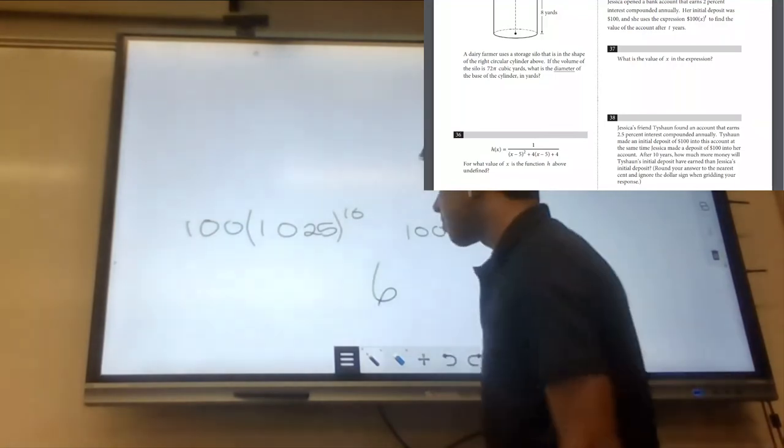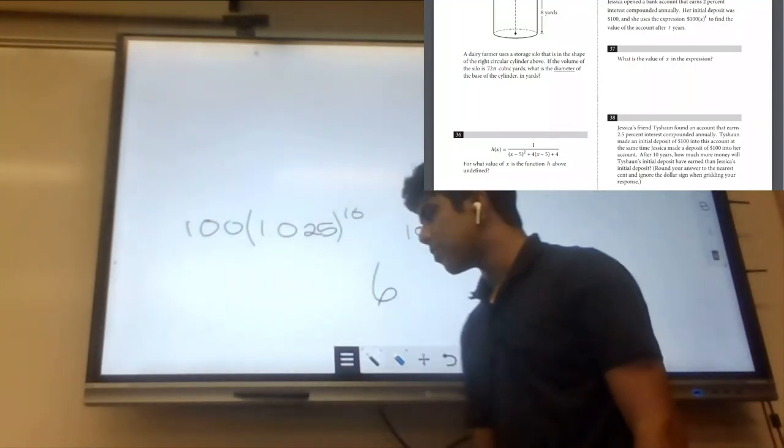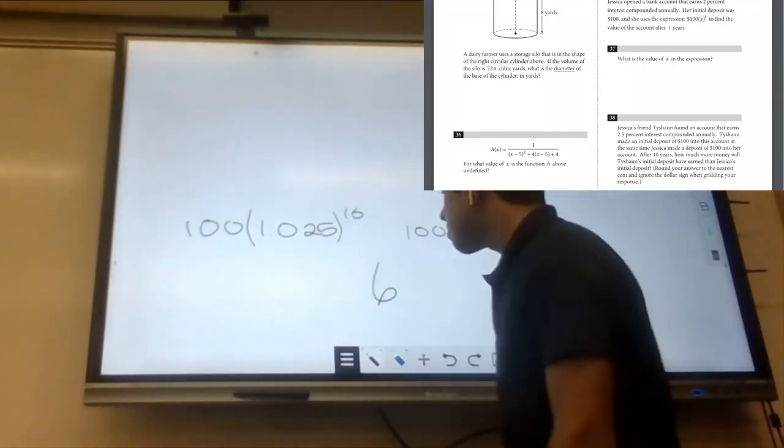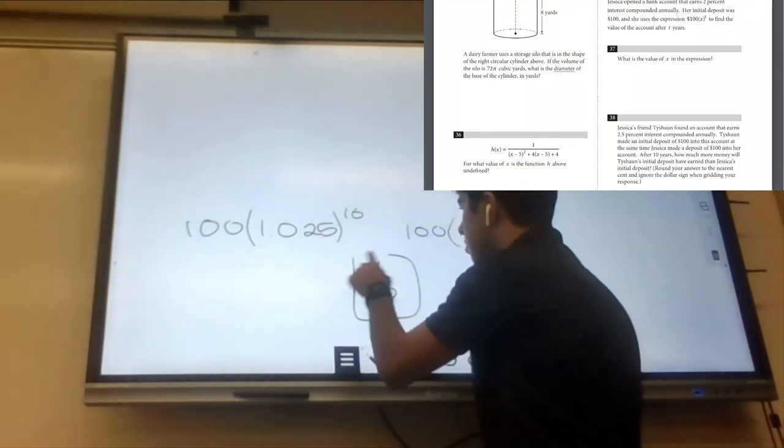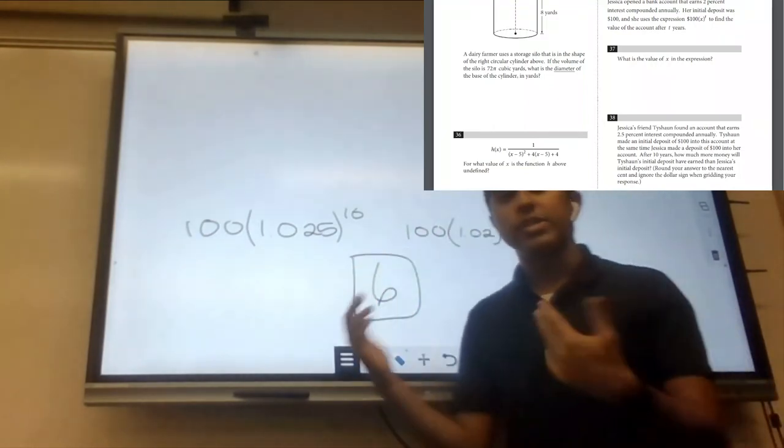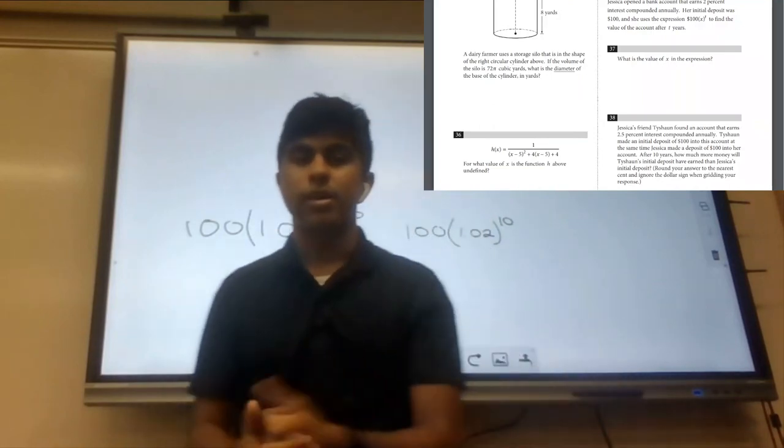So as you can see, you don't earn much from interest. The answer is $6. And that is the end of this SAT math calculator active test.